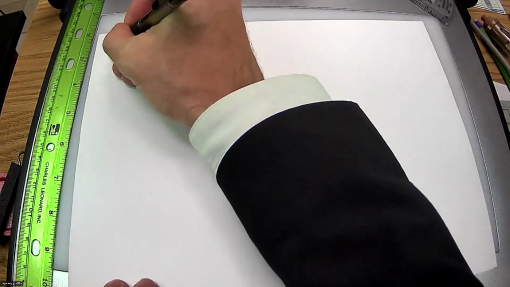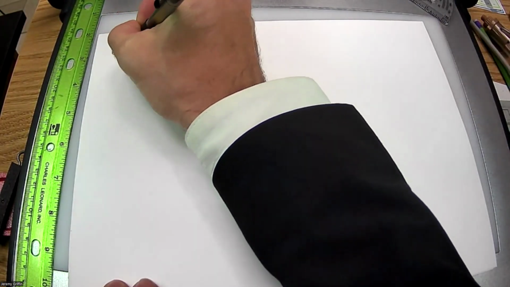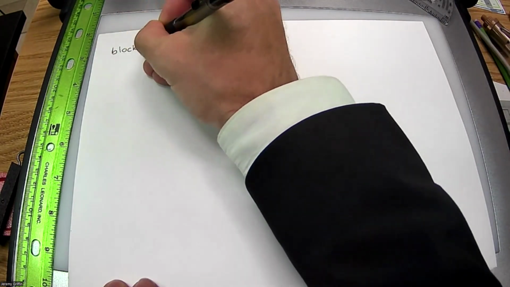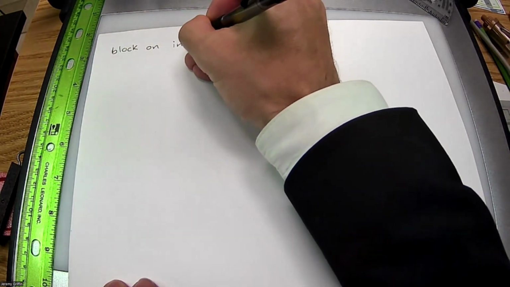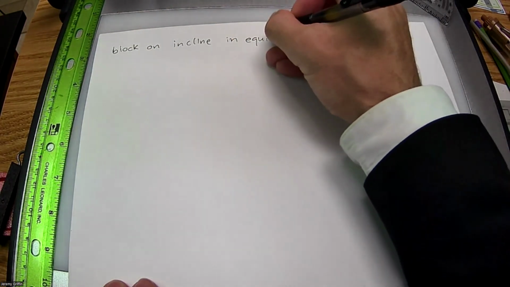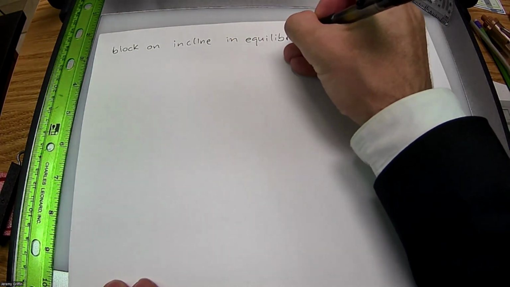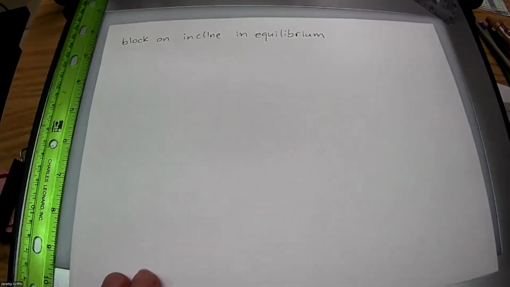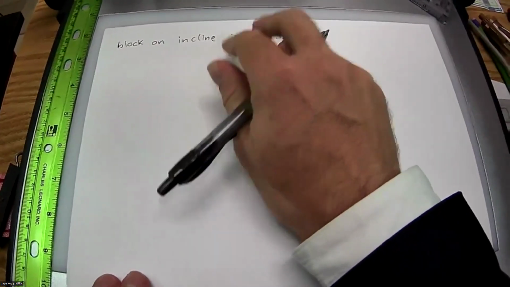Here's the title: Block on incline in equilibrium. Block on incline in equilibrium. There you go, right there.